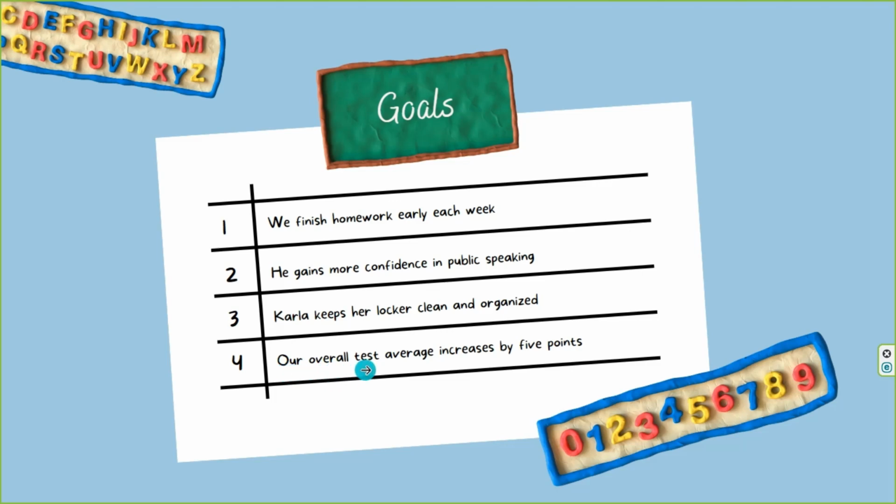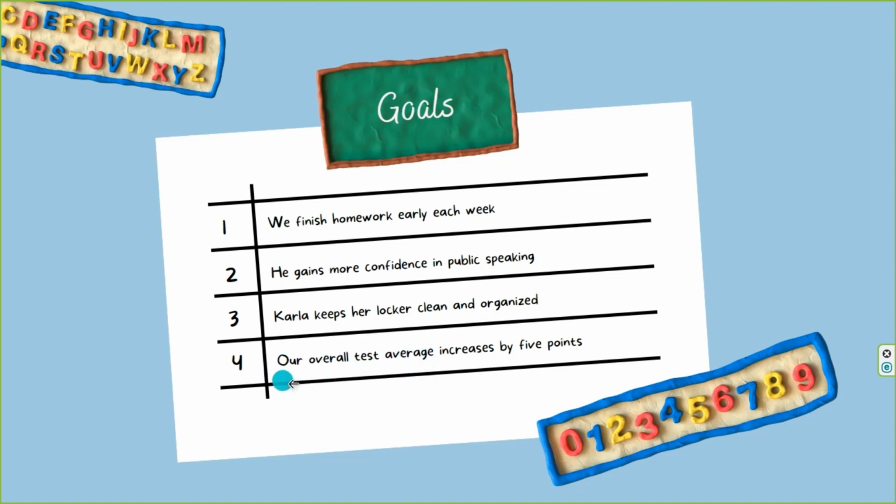Our overall test average. And guess what? None of these 4 words is the verb. Our overall test average. This is not the verb. All these 4 words are just the subject. Our overall test average, which means there was a test, there were some scores, and the average of all those scores increased by 5 points. This is the subject, our overall test average. All this is the subject.